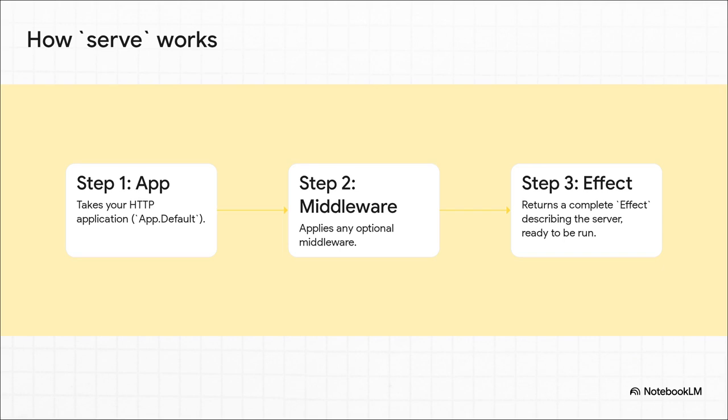Seriously, it's this simple. Step 1, it takes your HTTP application. Step 2, it layers on any optional middleware you've got, for stuff like logging or authentication. And then step 3, this is the most important part. It returns a single effect value. Again, it hasn't run a thing. It just hands you back a complete, detailed description of your server, all wrapped up and ready to be given to the effect runtime to actually execute.